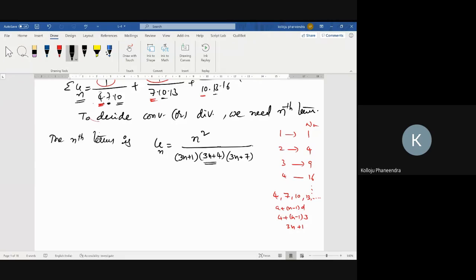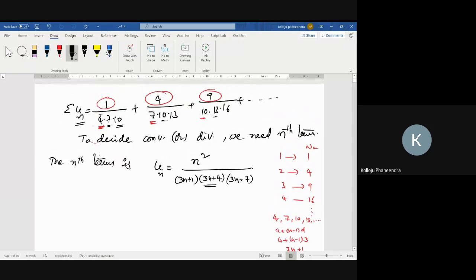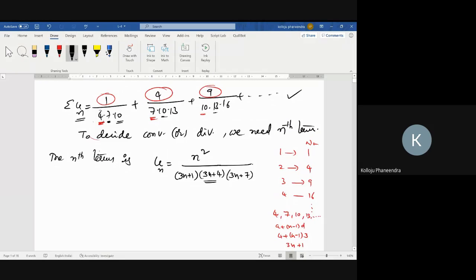Any doubts? The denominator part is clear, right? Now, see. Now tell me, is it a geometric series? Is the given series geometric? No, right? It is not a geometric series, and it is also not of the form 1 by n power p.